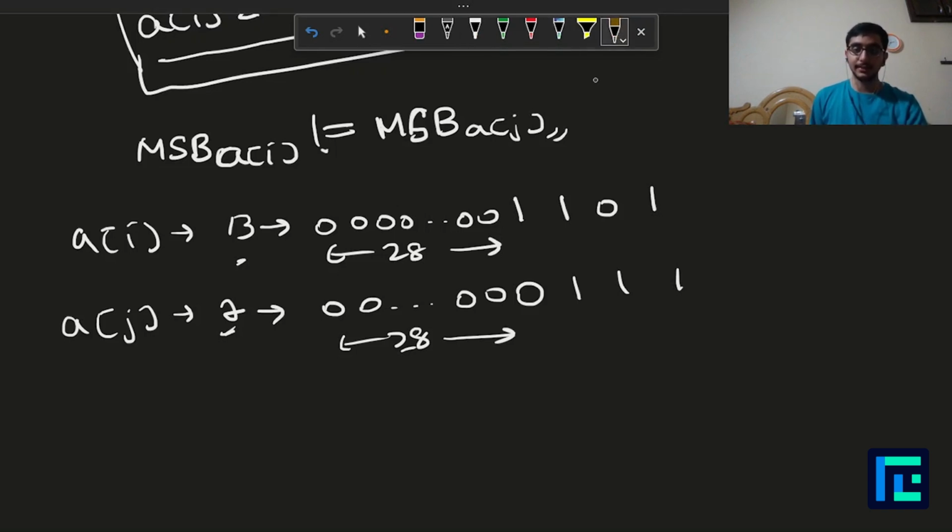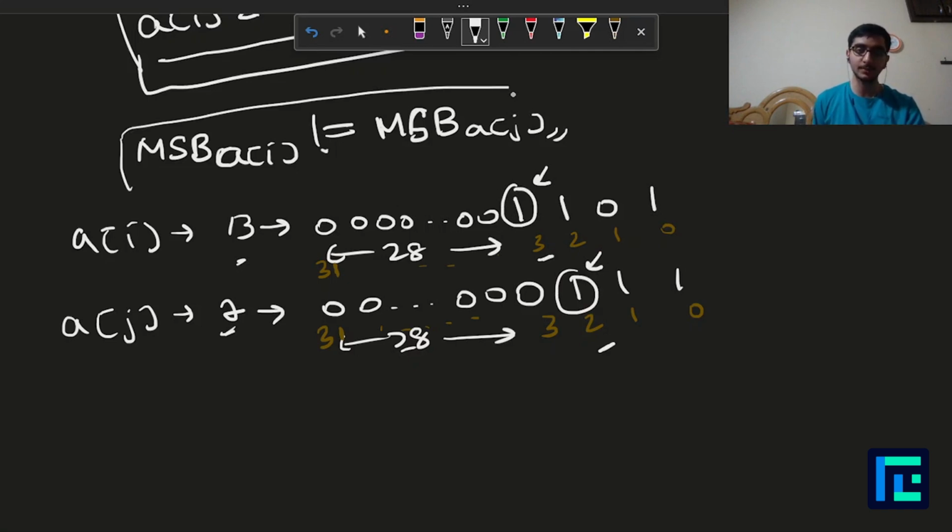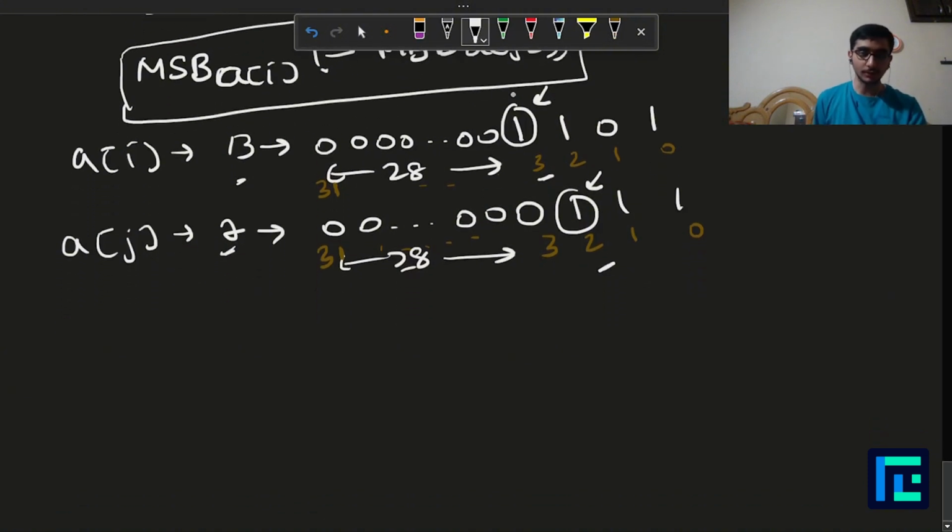Now let's again index them from right to left, 0, 1, 2, 3, so on till 31, and again 0, 1, 2, 3, so on till 31. Now we can see the position of the maximum set bit for A of i is 3, and the maximum set bit position for A of j is 2, right? So it satisfies the condition that the position of the MSB of A of i is not equal to the position of the MSB of A of j. So what happens now?